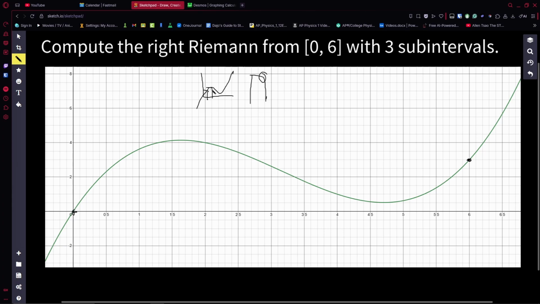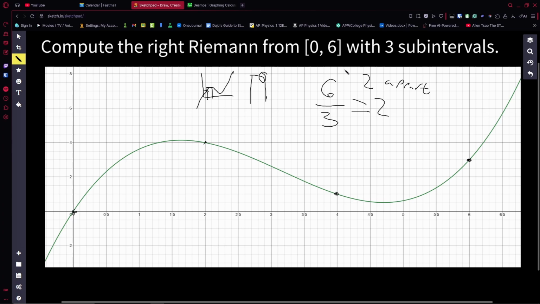Sorry. So we can do this. How must we start? So 0 to 6. 6 divided by the 3 subintervals is going to be 2. So we know that each of our intervals will be 2 paces apart. Alright, so let's mark this. 0 to 2, 2 to 4, then 4 to 6.